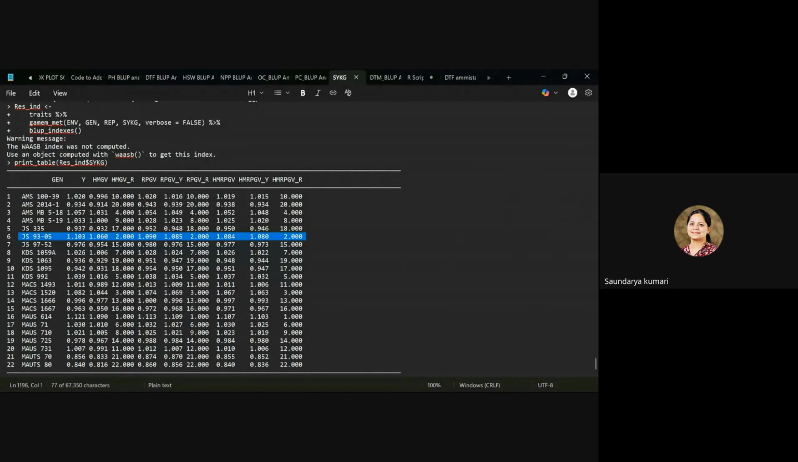At last, its rank is 22. That means performance and stability are low. So as the value increases, it is not stable. Ranking goes from 1 to 22, or if you are evaluating 100, it will be 1 to 100. One is the best performer.